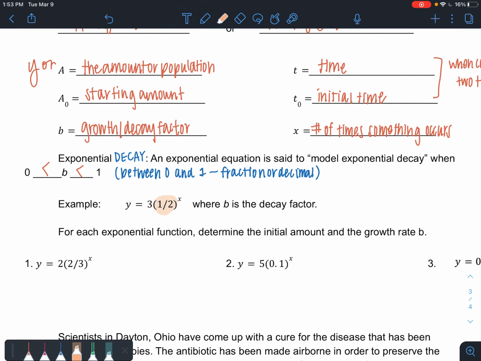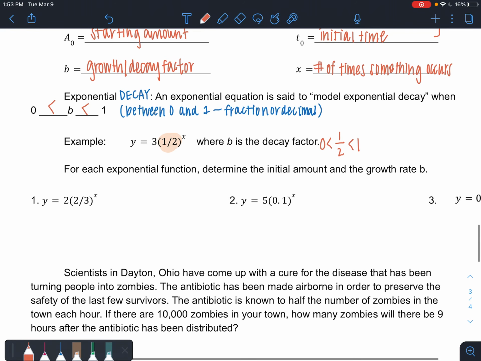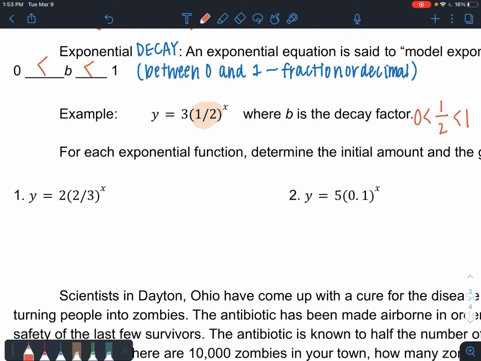Okay, so here's an example. I have 1/2 right here. 1/2 is between 0 and 1, and so that is why that is a decay factor there. Okay, so on these problems, let's determine the initial amount and the growth rate. So here, my initial amount is going to be here. I'm going to call that a sub 0 since that's how we usually do it. And then this is my b value. So my a naught is 2, and my b is 2/3.